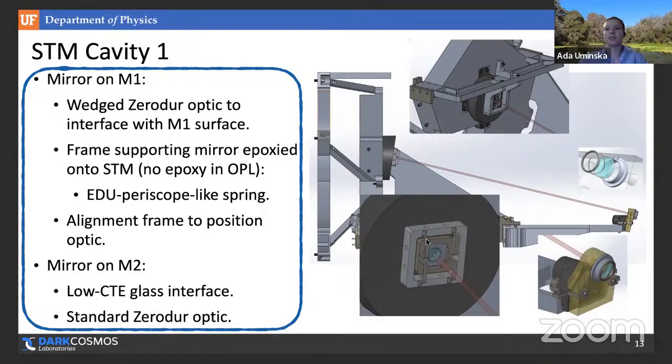And this is pressed with the steel springs that are shown here, which are held by this metal frame that is epoxied. So the only epoxy is on this frame, such that, again, it decouples the bonding from our optical path length.